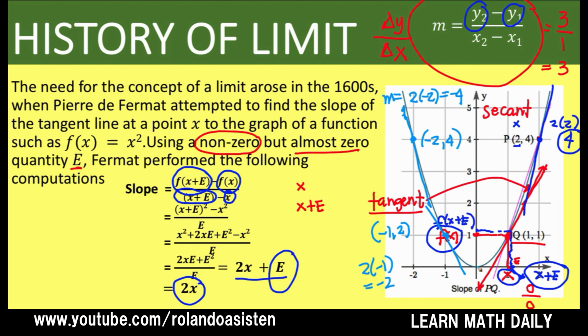How about the slope at this point of origin? The coordinate here is (0, 0). That means x is 0. So 2 times 0 is 0. That means the slope of the line at the point of origin is 0, and that is a horizontal line.